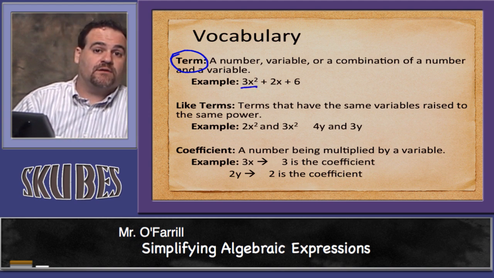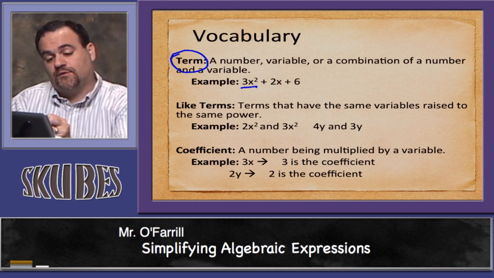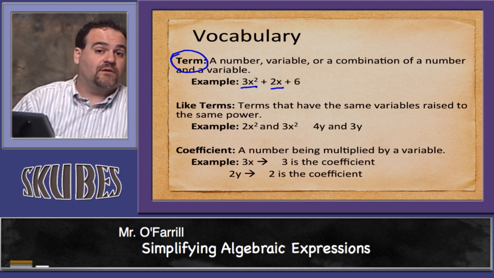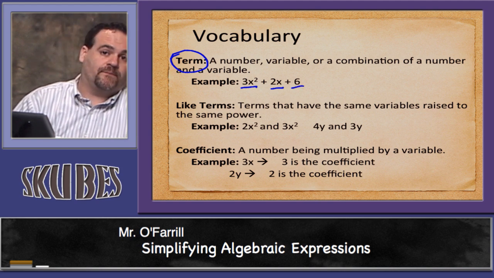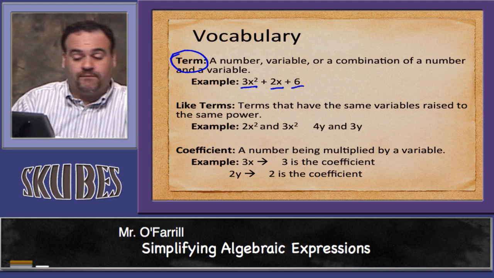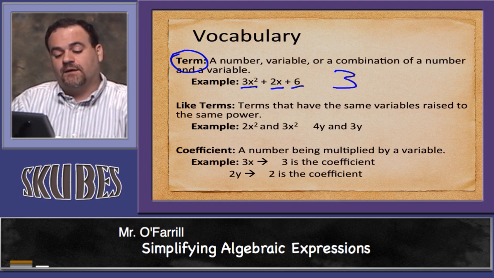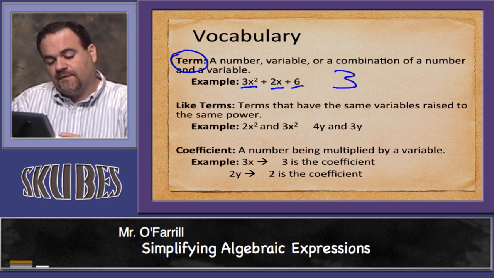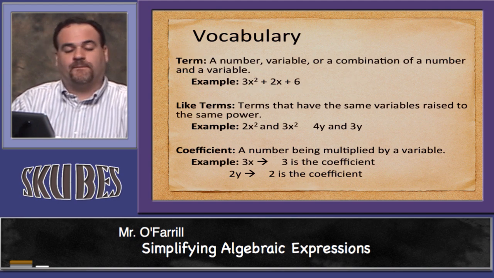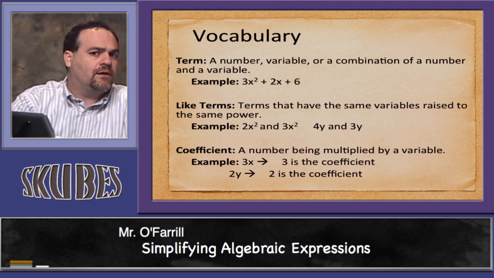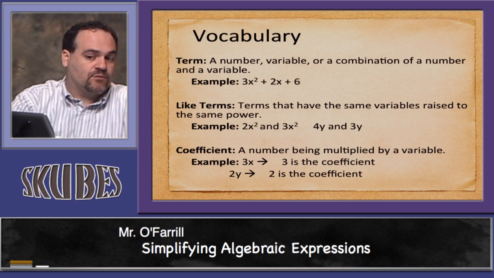3x squared is a term. 2x is a term. 6 is a term. So how many terms do we have here? Well, there's 3 of them. A good rule of thumb is anytime you see a plus or a minus sign, there's probably another term there, at least one other one.